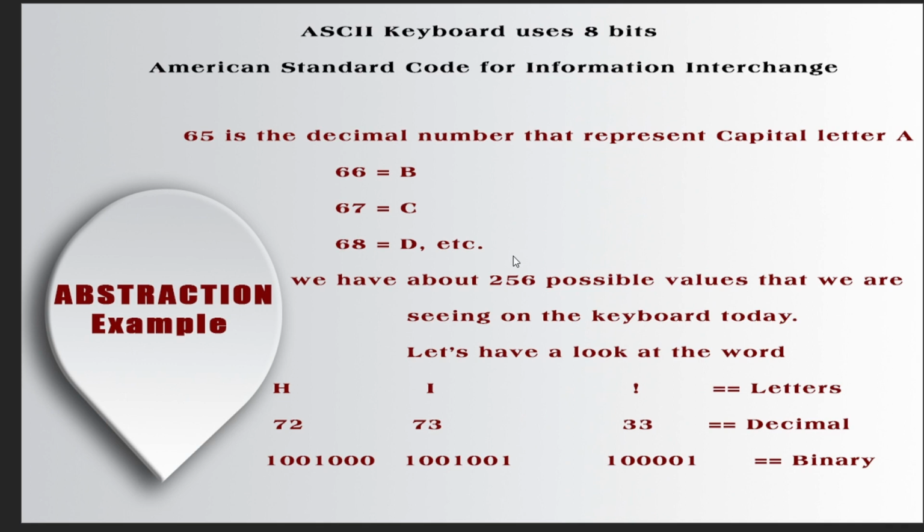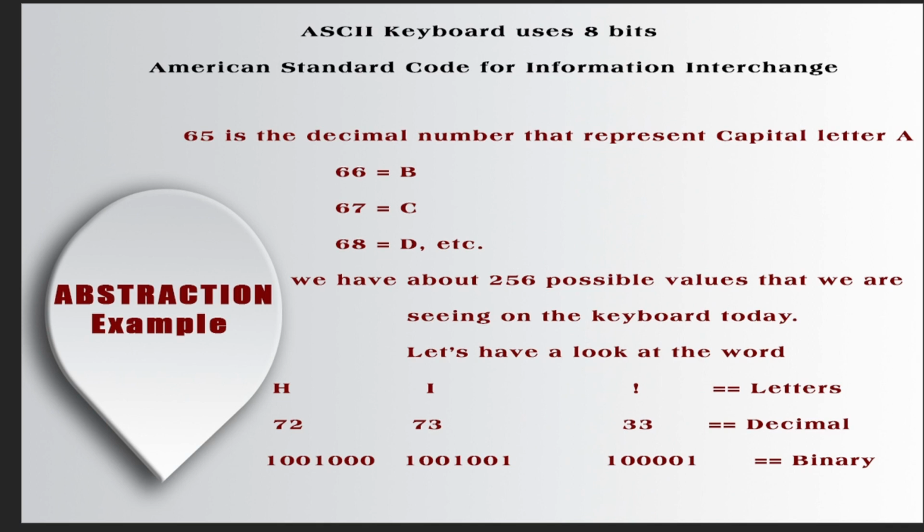But it doesn't end there. 66 is represented by the letter B, and the letter C under the hood is 67, and the letter D under the hood is what? 68. Why do we start at 65? A, B, C, D, E, F, G, H, I. Other numbers have been taken by the other symbols that we see on the keyboard.